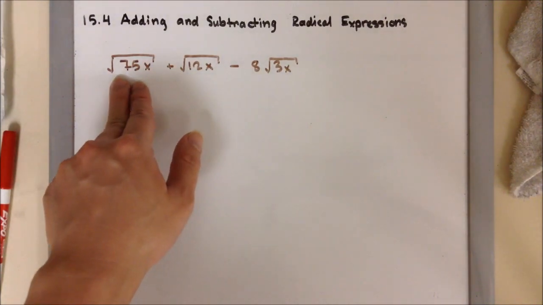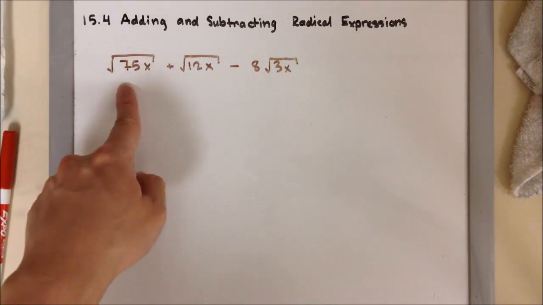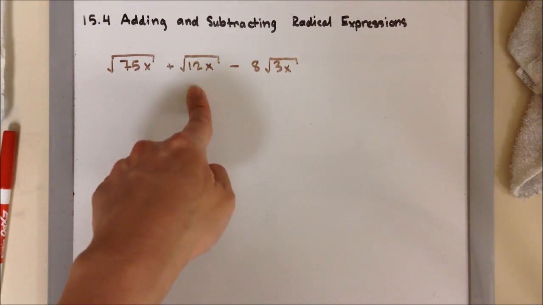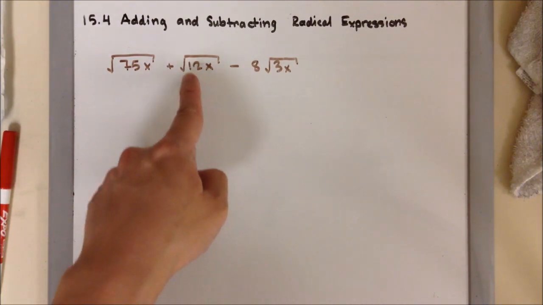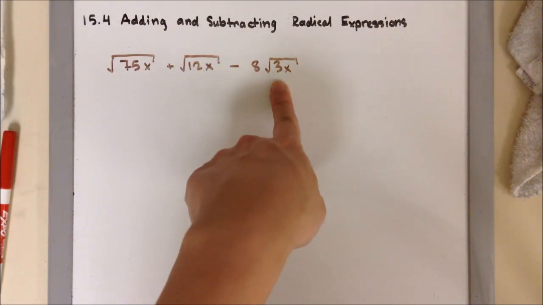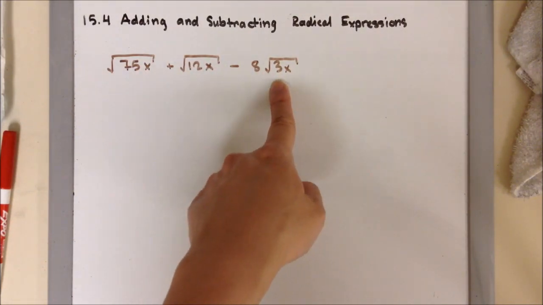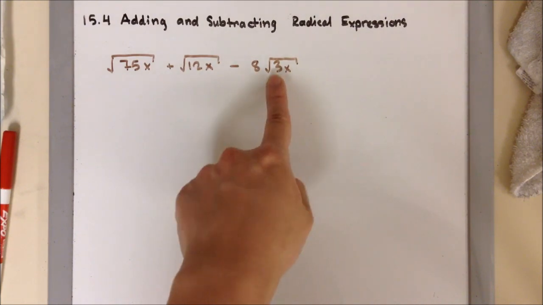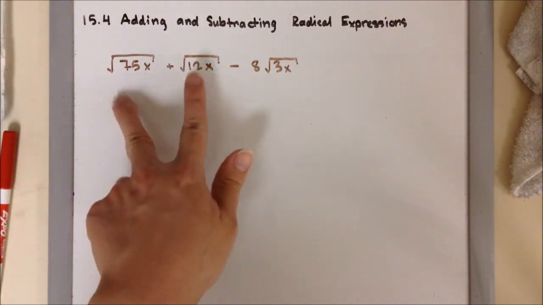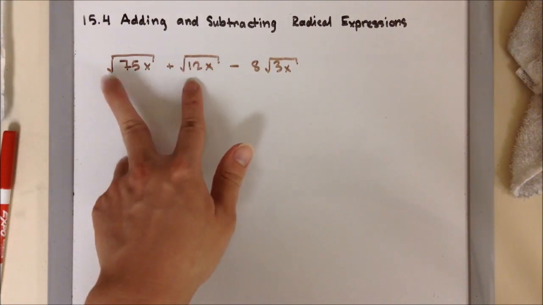Now I can break up 75 because 25 can go into 75 3 times. I can break up the 12 because 4 can go into 12 3 times. Now I cannot break up the 3 because I can't simplify nor do the square root, so this last part is in its simplest form. So let's simplify the first and the second radical expression.